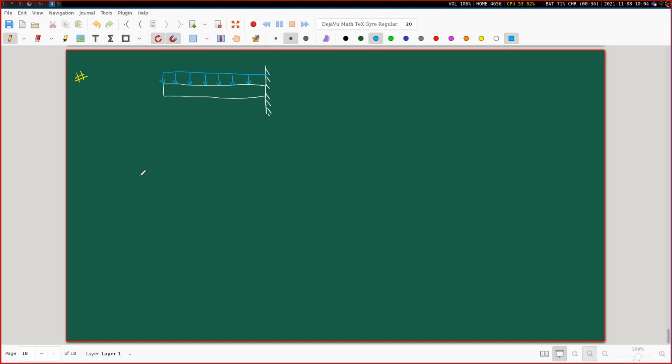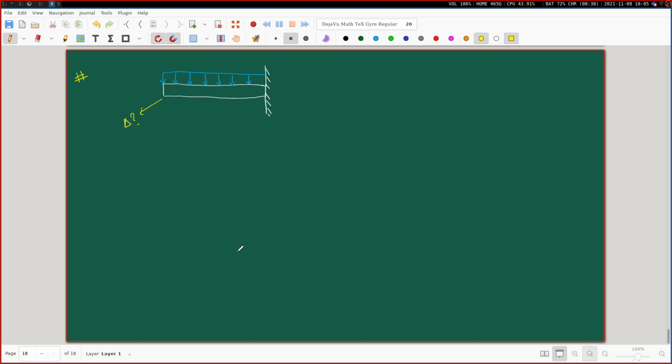Now the question is, what is the deflection? What is the deflection at this end? This is our question. So I want to use the principle of virtual work.